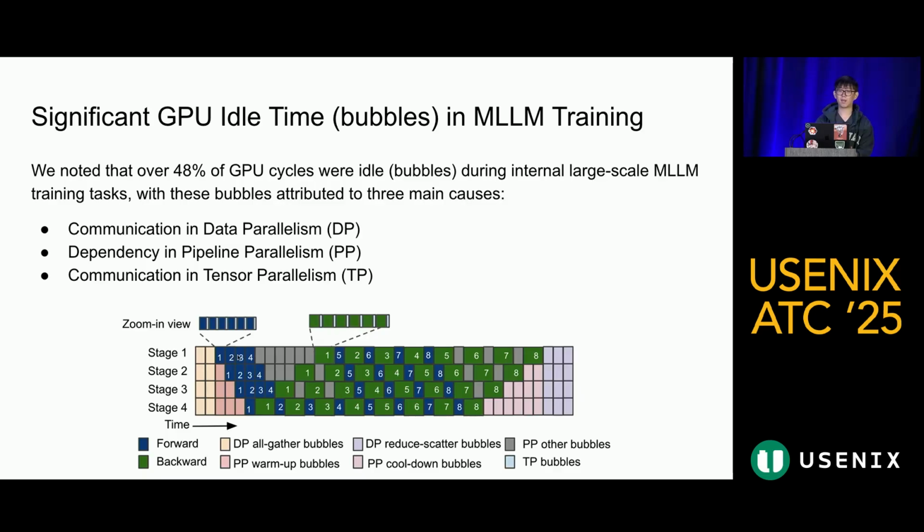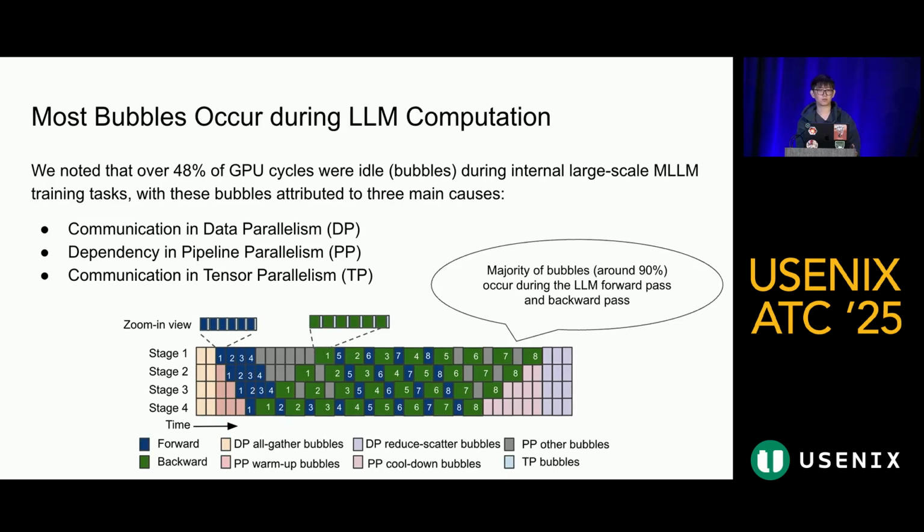Secondly, we have pipeline parallelism dependency. Most notably, during the pipeline warm-up phase and the cool-down phase, the adjacent pipeline stages need to wait for each other before they can start computation. Lastly, we have tensor parallelism, which also involves communication because we need to divide the matrix across multiple GPUs and it requires some actual communication to gather the result. And our second observation is based on our production data analysis.